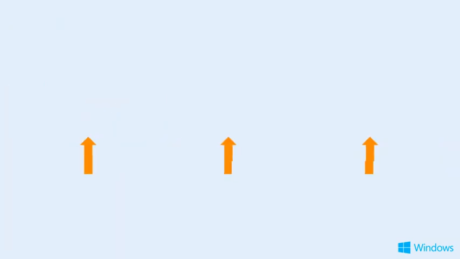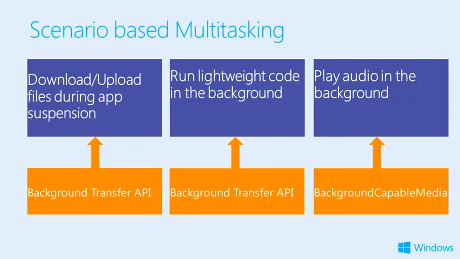Here is a list of major scenarios which need to leverage multitasking for Windows Store apps. The first scenario is downloading and uploading files in the background. You can use the Background Transfer API to implement it. The second one is running lightweight code in the background. You can use background tasks. Background tasks cannot run code that directly updates the UI. Instead, they show information to the user by notification. Some applications, such as Mail, Instant Message, and VoIP, need this feature to keep user communication alive.